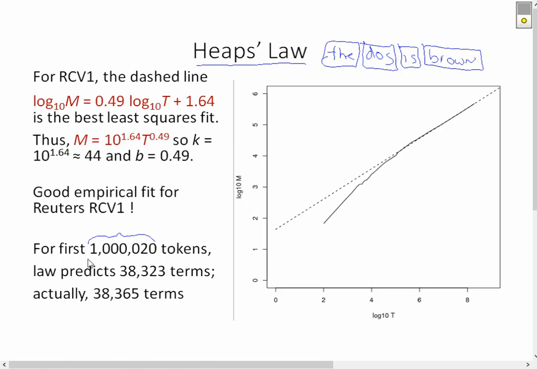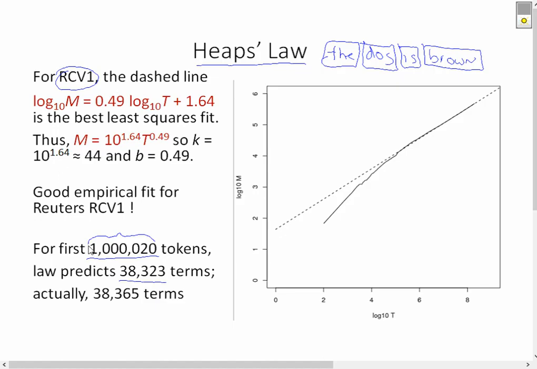So for every 1,020,000 tokens, in this particular case, we're going to predict that there are roughly 38,323 terms. Now, this particular study was done against the Reuters corpus, and we've talked about the Reuters corpus. It's mentioned in your book a lot. We're using a subset of the Reuters corpus for our own projects in this class.